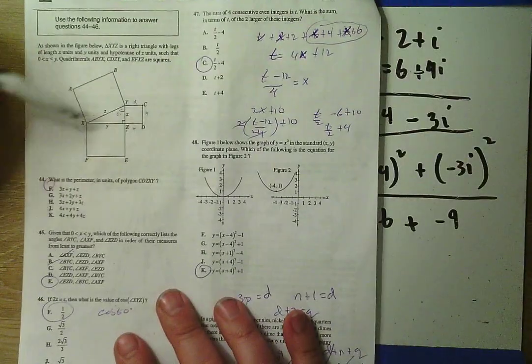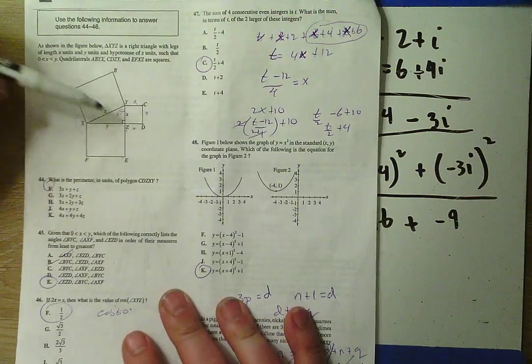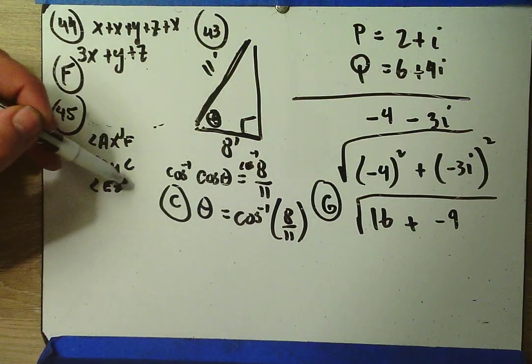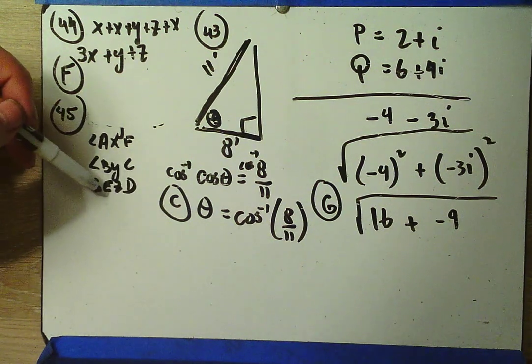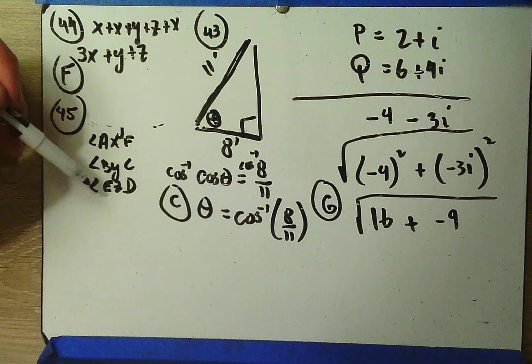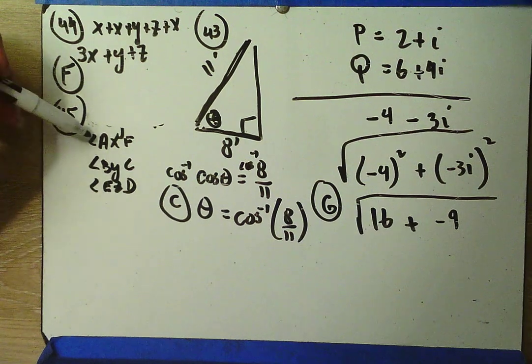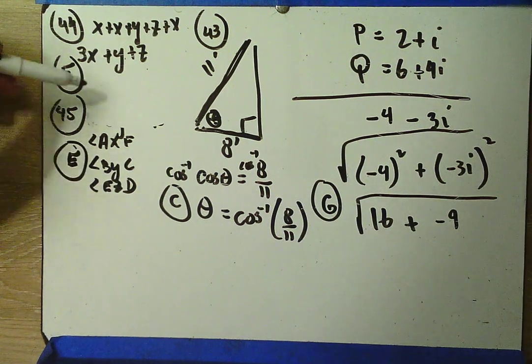And where does EZD fit in here? Angle EZD. Oh, well, that looks like 90 degrees. That would be the smallest of all of them. So this is the biggest, this is the middle, this is smallest at 90 degrees. And we're asked to go from least to biggest. So we want to start with this one, then go to this one, then have this one last. And that's choice E for 45.